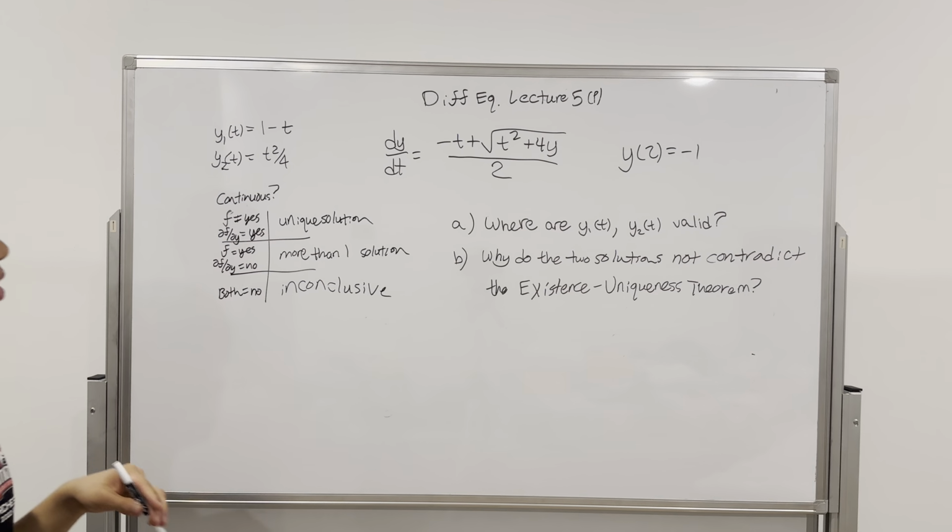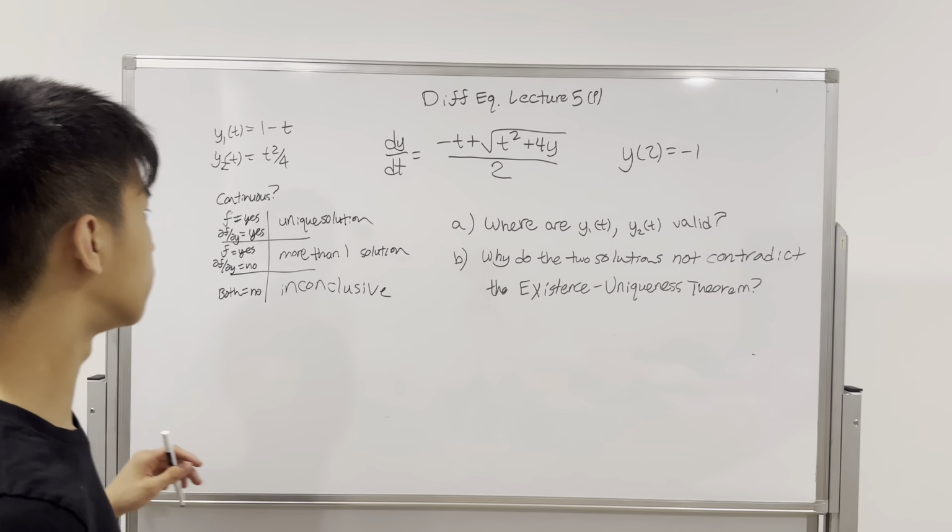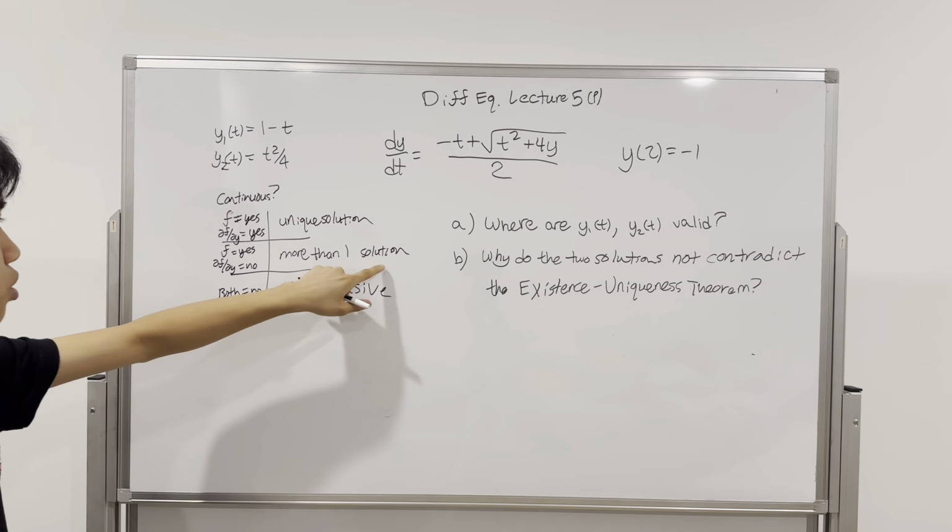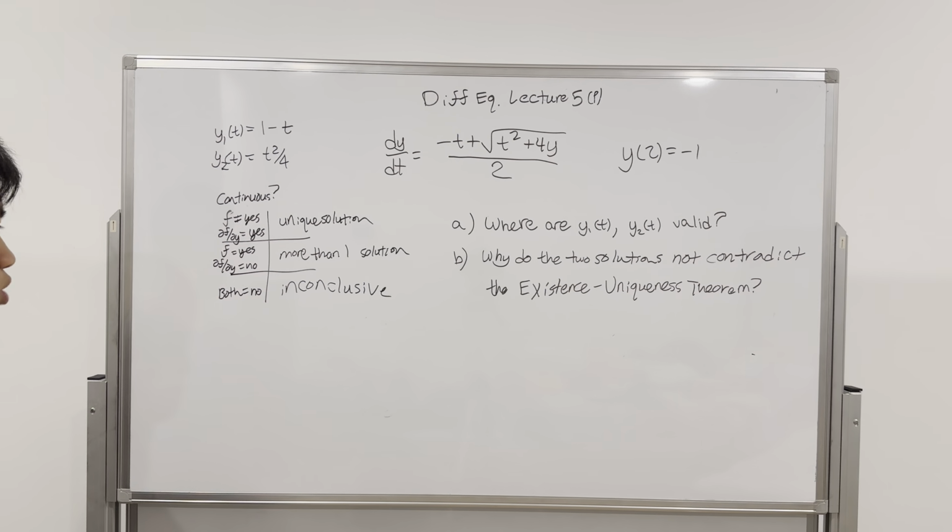Okay, so where are y1 of t and y2 of t valid? Well, it's basically when f is a yes, because this clearly falls into the scenario of more than one solution, so that would require that f is a yes, even though delta f, delta y is a no. But we don't have to figure out if delta f, delta y is a no, because we already know it's a no. We just have to make sure that f is a yes. Otherwise, if f is not a yes, then it would end up inconclusive. And if we get an inconclusive, then we have no evidence that these solutions even exist, because the theorem's inconclusive. So we just have to make sure f is a yes.